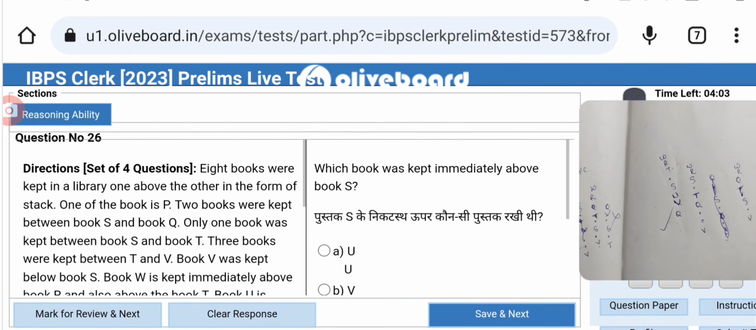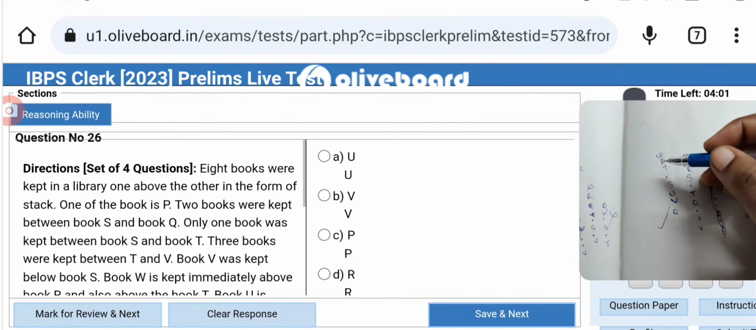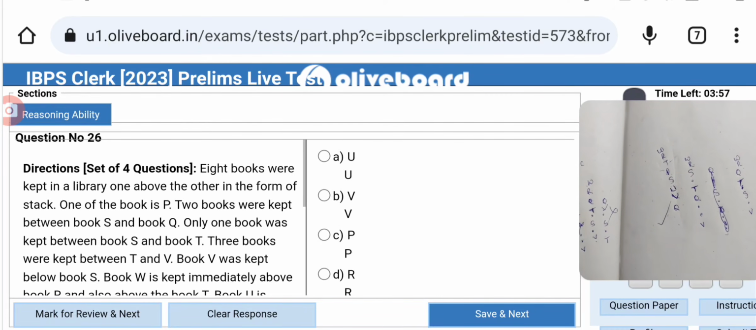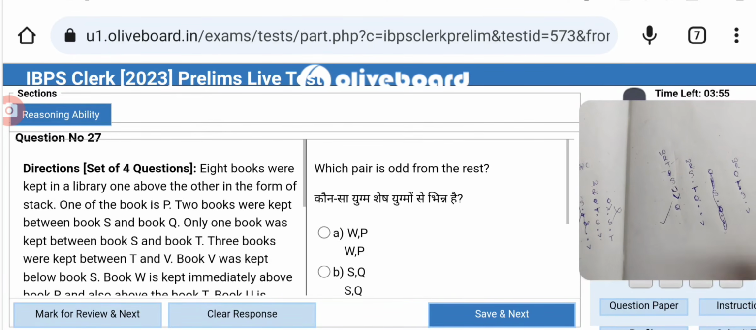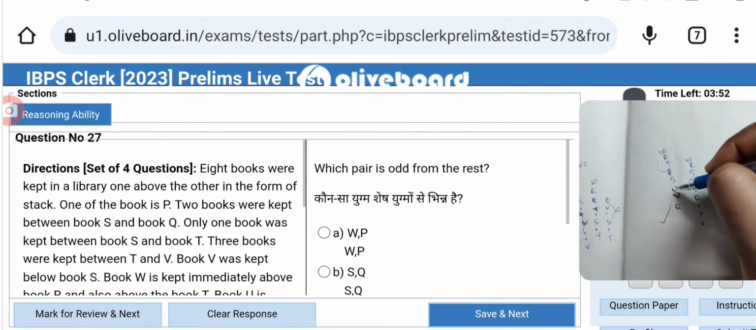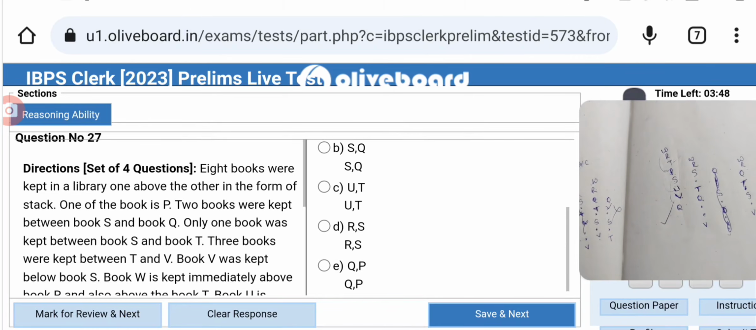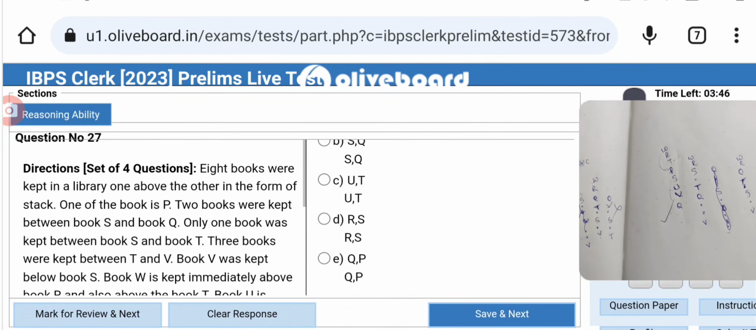Immediately above S, that one book is P. Odd one out from the rest: WB, SQ, UT, RSQP.